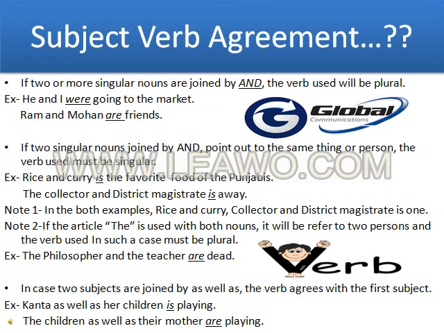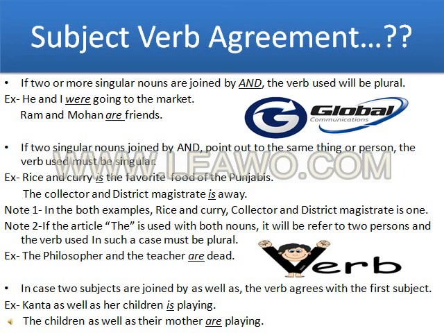Last and very simple rule: in case two subjects are joined by "as well as", the verb agrees with the first subject. Wherever you get a subject joined by "as well as", the verb will go with the first subject. For example, "Kanta as well as her children is playing." Is playing. Kanta is what? Kanta is the first subject. Clear? And the first subject is singular.